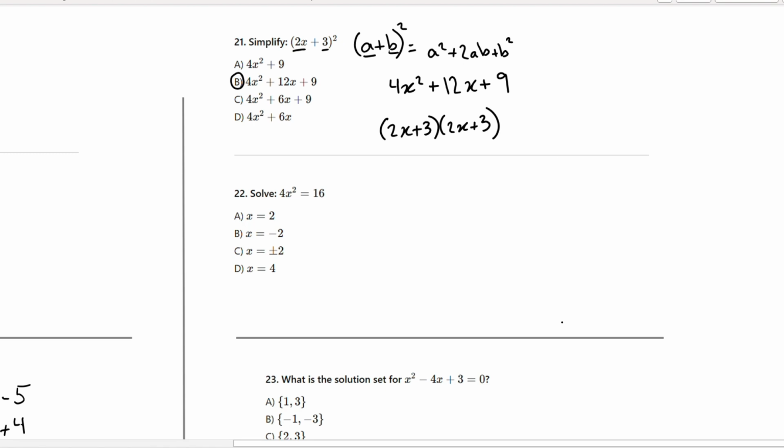All right, for 22, it says solve 4x squared equals 16. So all you have to do here is divide by 4, right? You get x squared equals 4, which means if you take the square root on both sides, you get the positive or negative square root of 4, which means that x is either positive 2 or x is negative 2. And here it says x is equal to positive or negative 2. That's what that symbol actually represents.